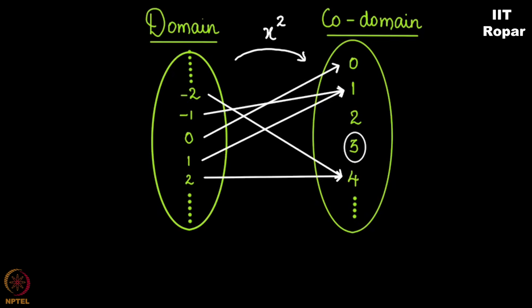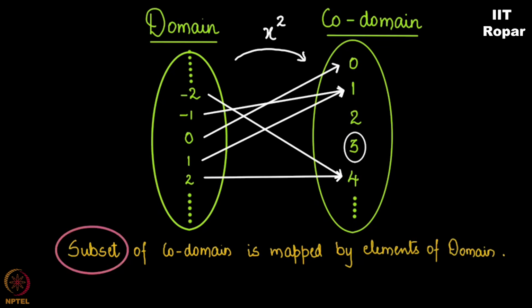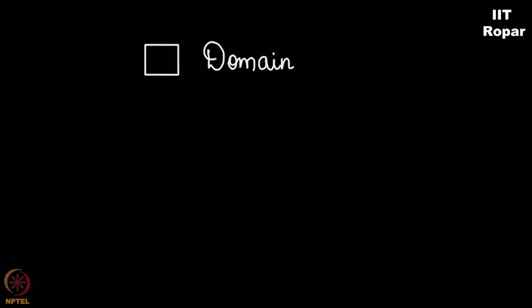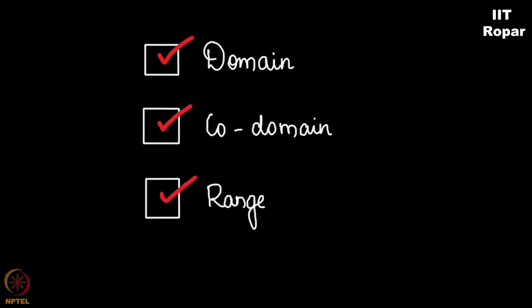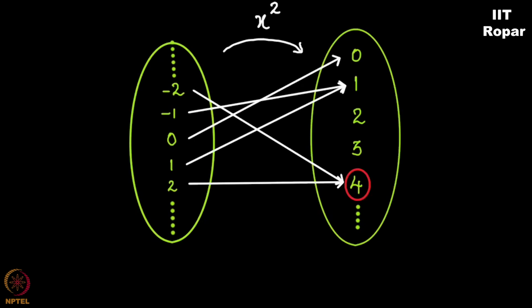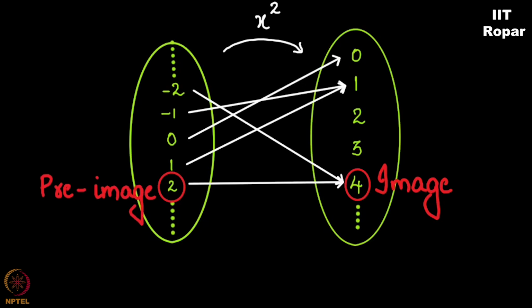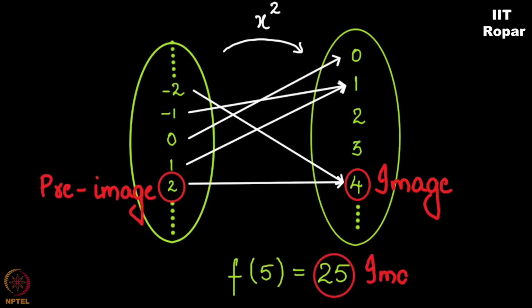Do you see that a subset of this codomain is being mapped by some elements of the domain? And that subset is what goes by the name range. By range we mean a range of values that the function f takes. So you now know what's a domain, what's a codomain, and what is a range. You say 4 to be an image of the element 2, and 2 is a pre-image of 4. 25 is an image of 5, and 5 is the pre-image of 25.